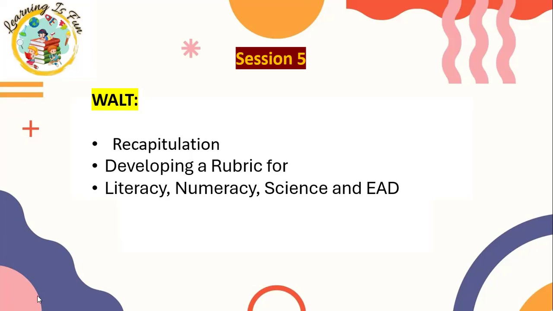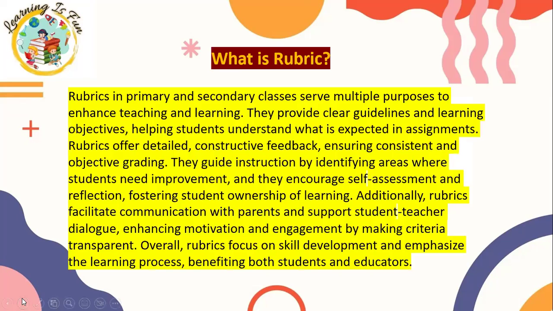Now, as I explained, for primary and secondary classes, we can do rubrics. Because for your preschools, you have checklists, baseline assessments, diagnostic tests, formative assessments, and ongoing assessments. So it's not possible to have a rubric at this stage. But still, if you want to design, you can design a rubric over there also.